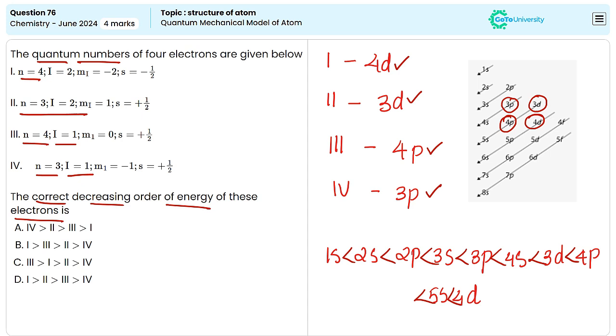So from these we can see the 3p orbitals have less energy. Then the next one will be for 3d and the next is 4p and the highest energy orbital is 4d. So from these options the correct answer is option B.